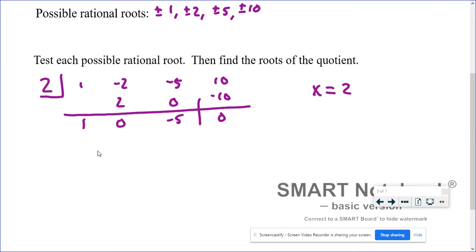Now we can take what we get from there, x squared minus 5 equals 0. And we solve that one. We're going to add 5 to both sides, and we get x squared is equal to 5. We take a square root of both sides, and we get x is equal to plus or minus square root 5. And again, we got 3 solutions. This is a cubic function, so that makes sense.